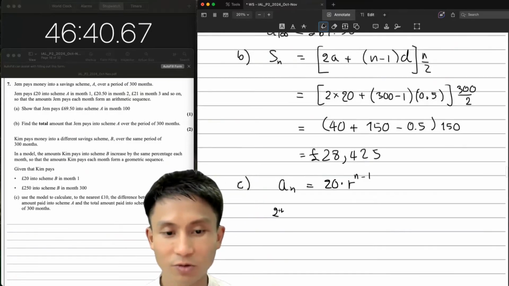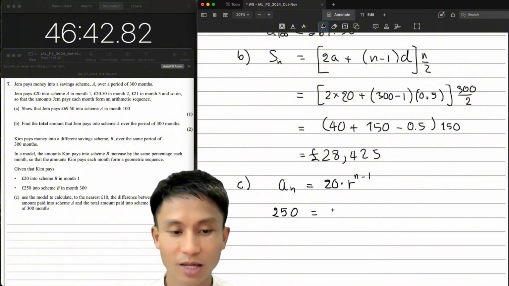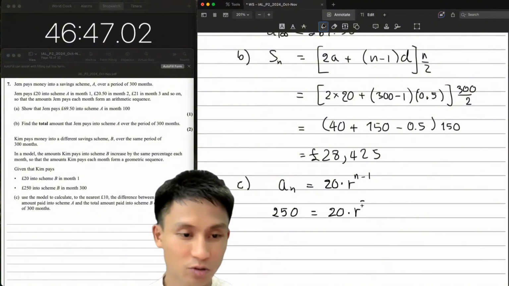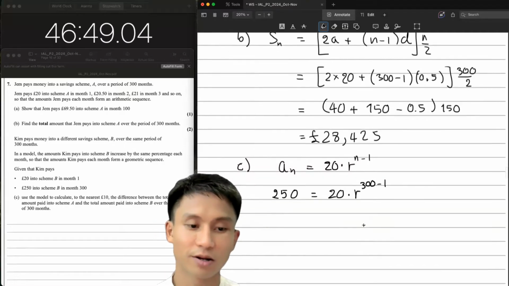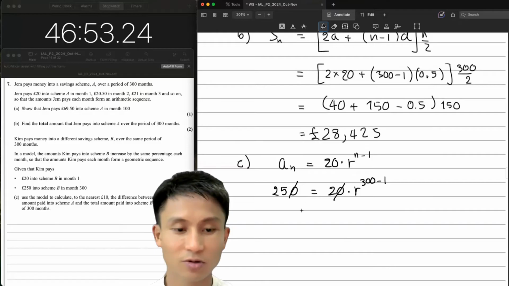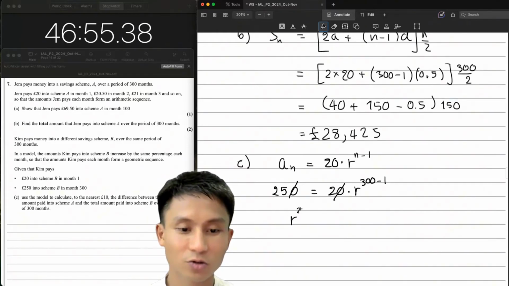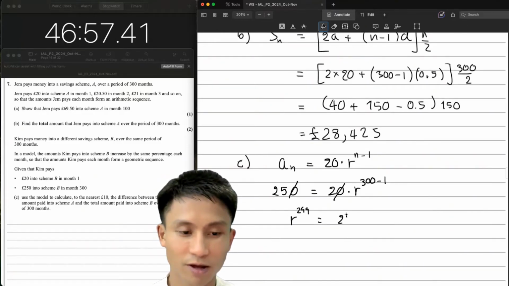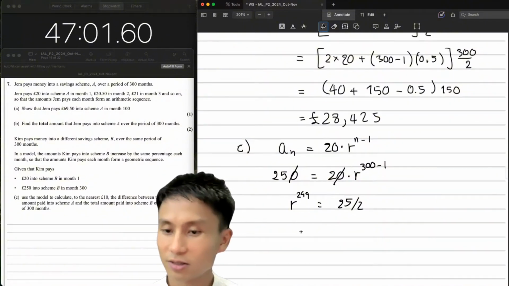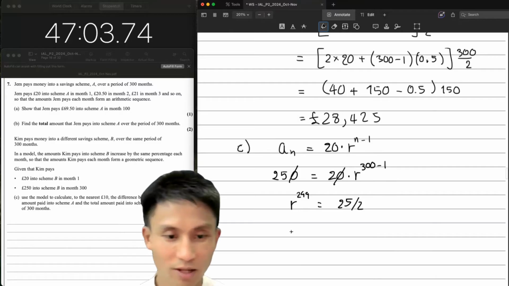And the second piece of information, we have 250 at month 300. So that's 300 minus 1. So we can solve for R in this way, right? So cutting to the chase, I get R to the 299 equals 25 over 2. Gonna need a calculator for that, right? So yeah, we can write this first.